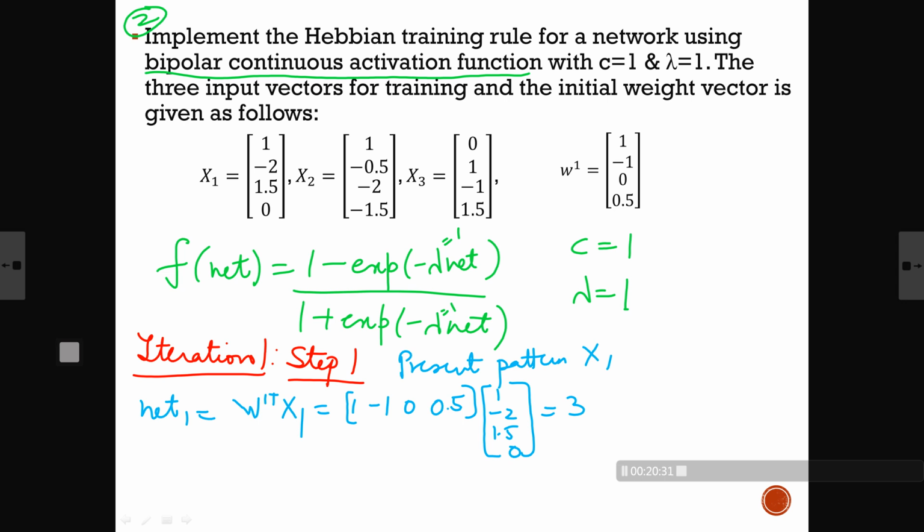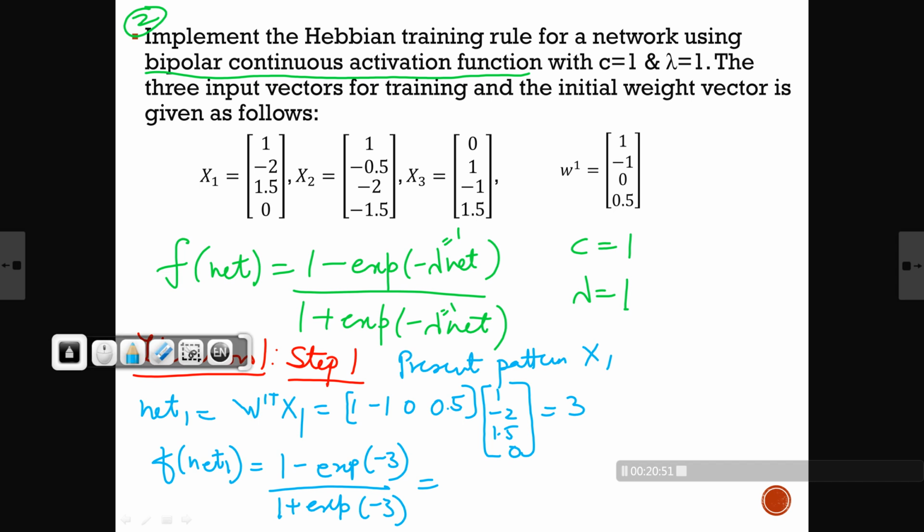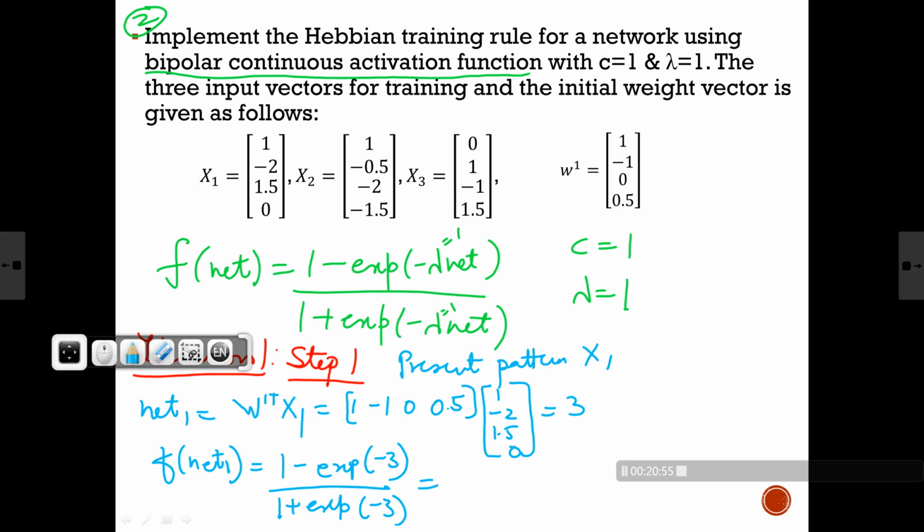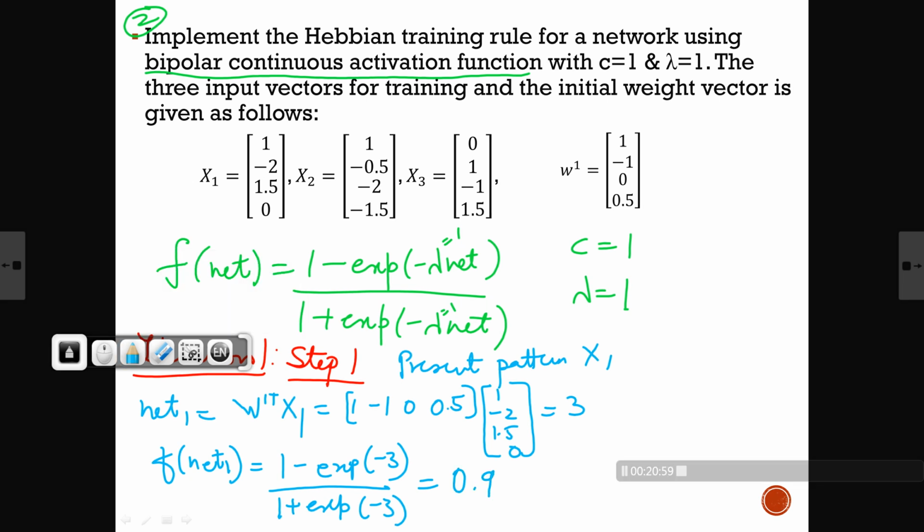So what is f of net? Here f of net is different. So f of net 1 is equal to, you have to use this formula, 1 minus exponential of minus 3 upon 1 plus exponential of minus 3. Please find out this value. The value which we get is 0.905. Now based upon this value of f of net, we have to find delta W1, which is nothing but C into f of net 1 into x1. So C is 1, so it will be 0.905 into x1, that is your input pattern.